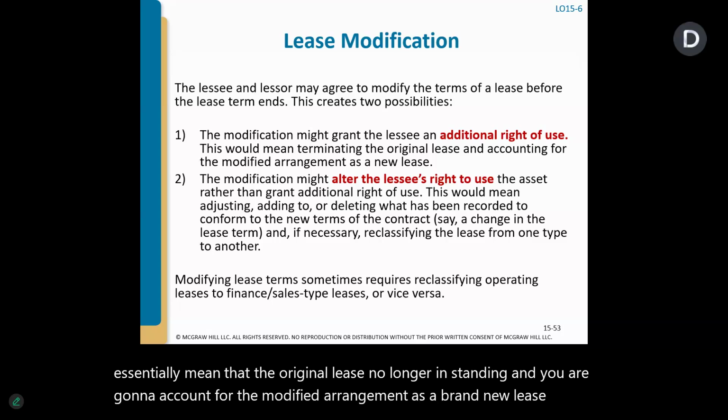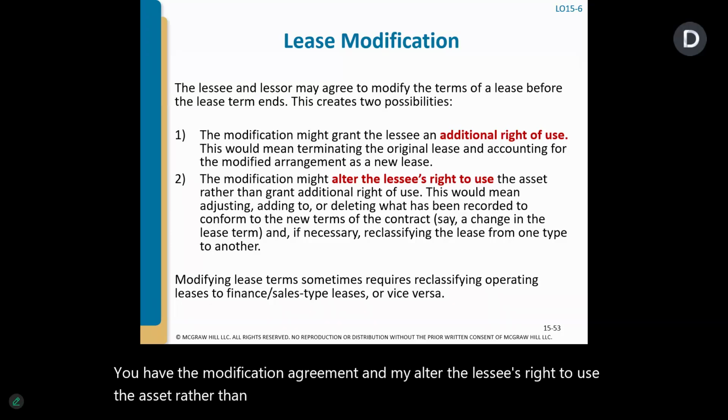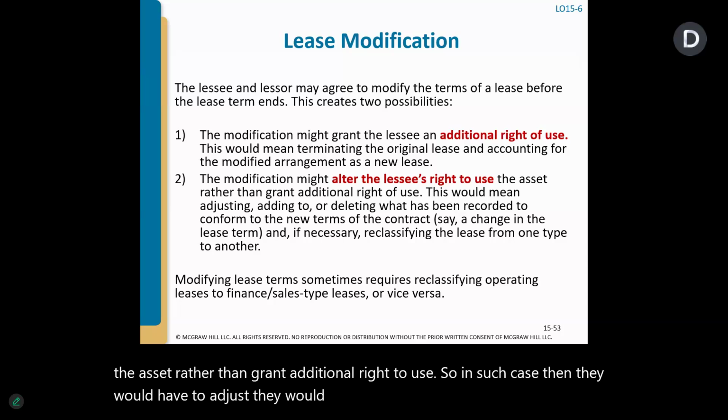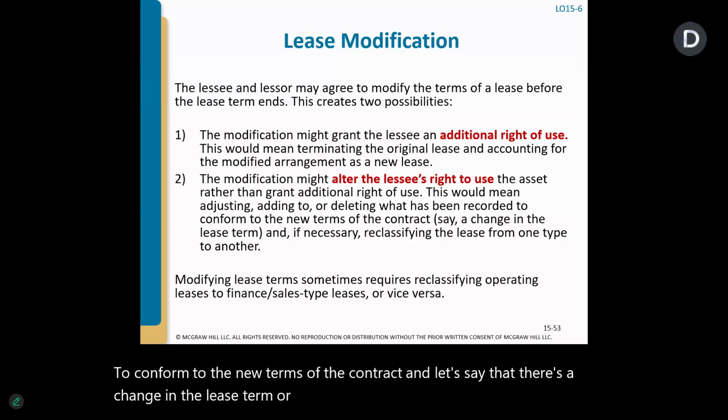Next, you have the modification agreement that might alter the lessee's right to use the asset rather than grant an additional right to use. In such a case, they would have to adjust, add, or delete whatever has been recorded to conform to the new terms of the contract. Let's say there's a change in a lease term or something like that. So these are things to keep in mind.